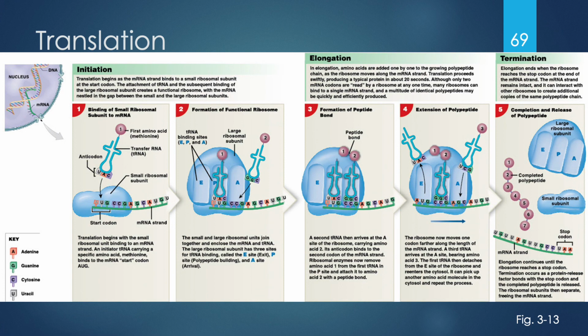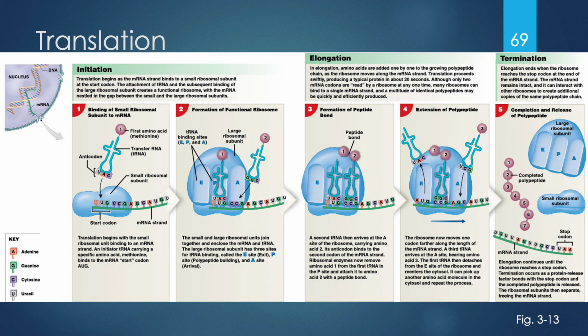Then next what's going to happen is we'll have a second transfer RNA arrive at the arrival site, A site on the ribosome, and it's going to carry a second amino acid. So as this chain moves along, what's going to happen in the stage of P, the polypeptide building or binding site, we're going to bind with a peptide bond those 2 amino acids together.